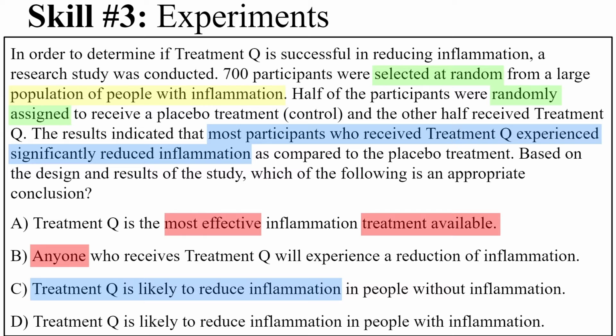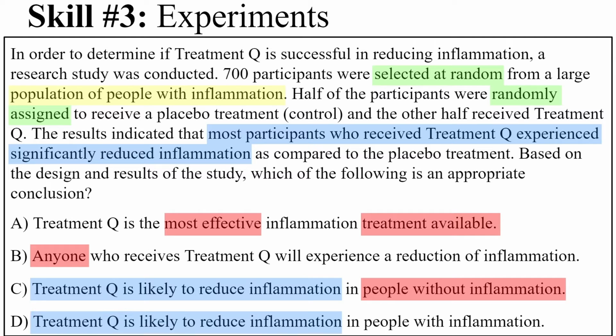Okay, C says treatment Q is likely to reduce inflammation. Okay, that sounds pretty similar to the end. But let's look at the second half. Oh, it says in people without inflammation. Oh, no, the population in the study was all people with inflammation. So that's not right.